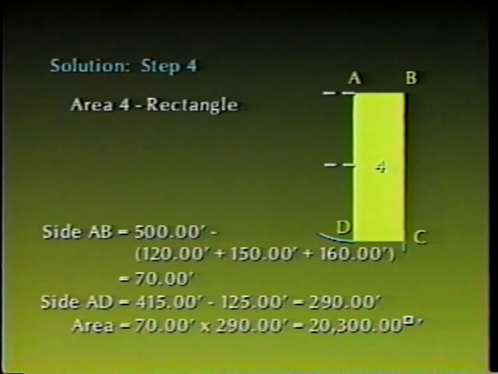Side AD is 415 feet minus the 125 feet, or 290 feet. And the area would be 70 feet times 290 feet, equaling 20,300 square feet.